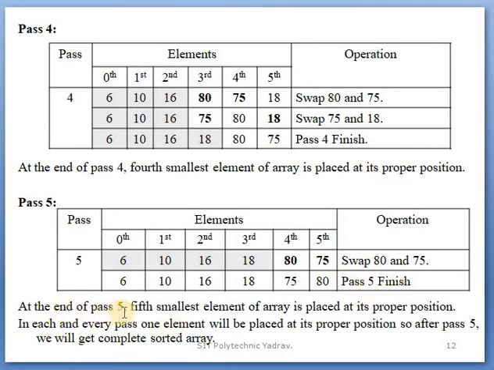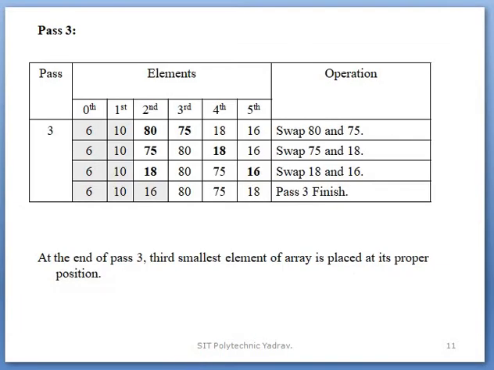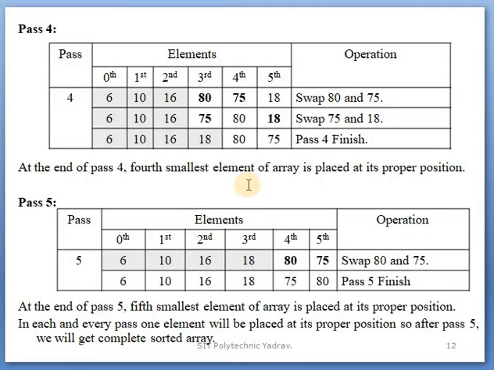Means at the end of pass 5, the fifth smallest element of the array is placed at its proper position. In each and every pass, one element will be placed at its proper position. So after pass 5, we will get the complete sorted array. Clear that? Using this example, you easily understood. In selection sort, the logic used is that the smallest numbers are sorted first. In bubble sort, the largest numbers are sorted first. Clear that?